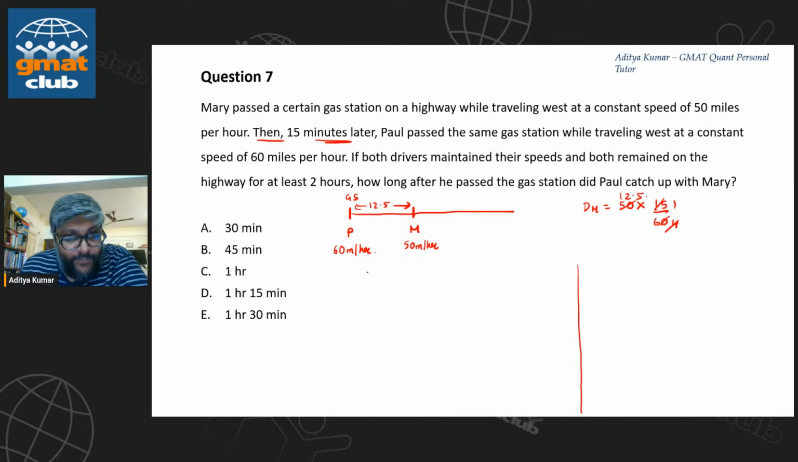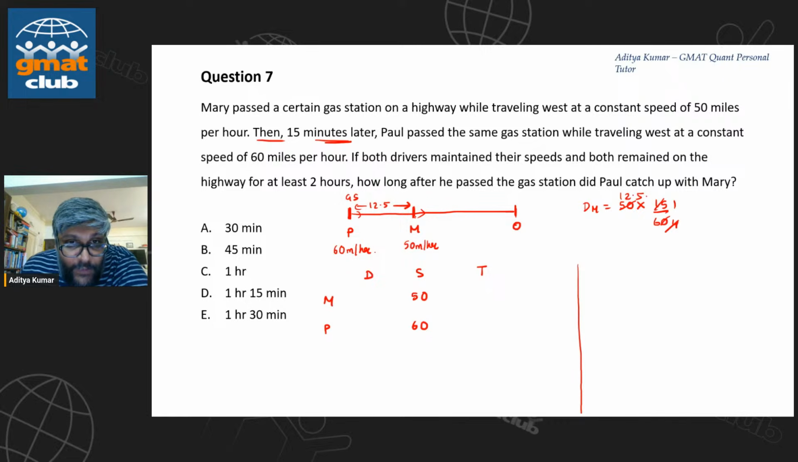So what do I have? I have distance, speed, time, Mary and Paul. Mary is traveling at 50, Paul is traveling at 60. Now, I know they're going to meet somewhere here. I'm going to call that logical meeting point O. Now, I'm going to ask myself, since Paul and Mary are starting to move simultaneously with respect to each other from the gas station here, Paul is moving, Mary is moving from here.